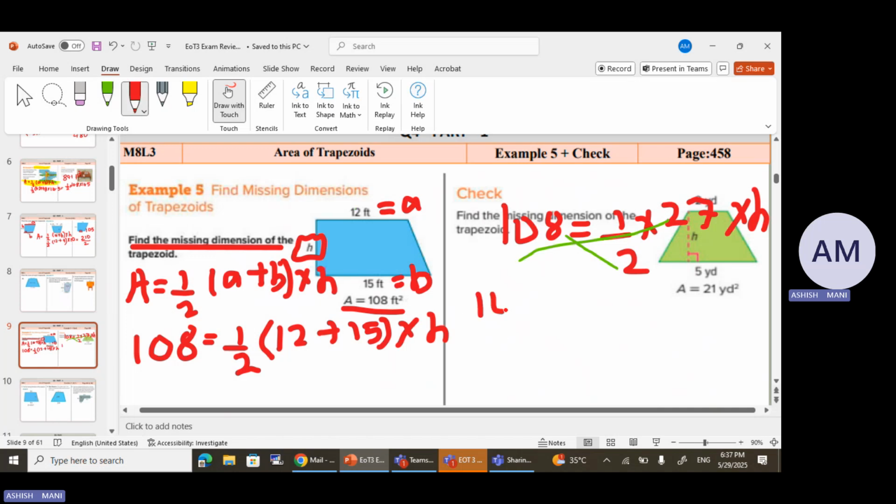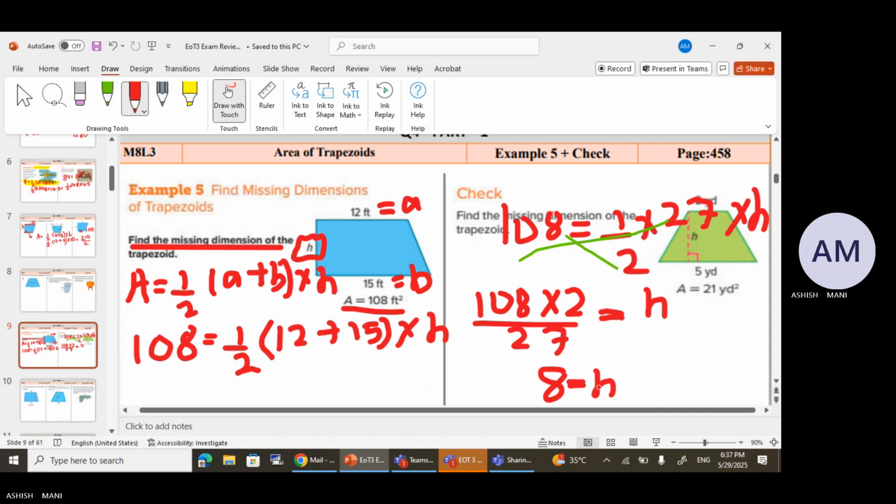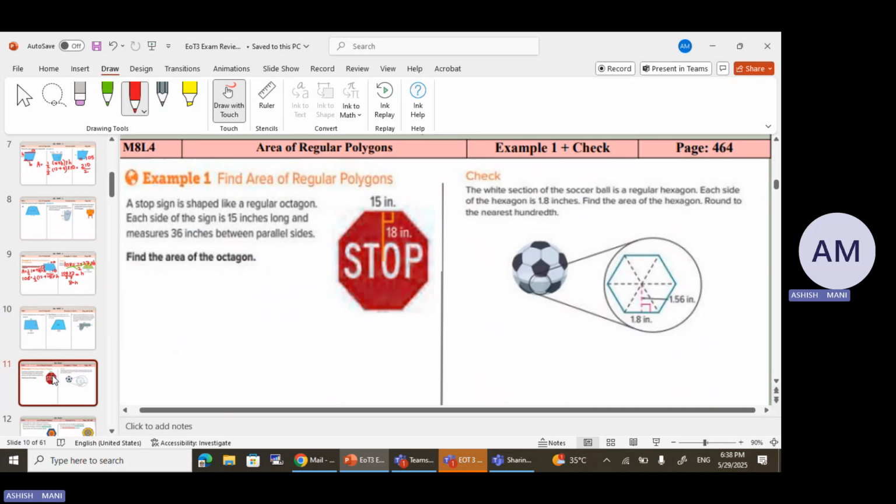So 108 multiply by 2 and then divide by 27, and here on the other side we have only height. Now cross multiply, first multiply 108 by 2 and then divide by 27. The answer, the height will be 8. This is how we find the height of a trapezoid. These are the sample questions.